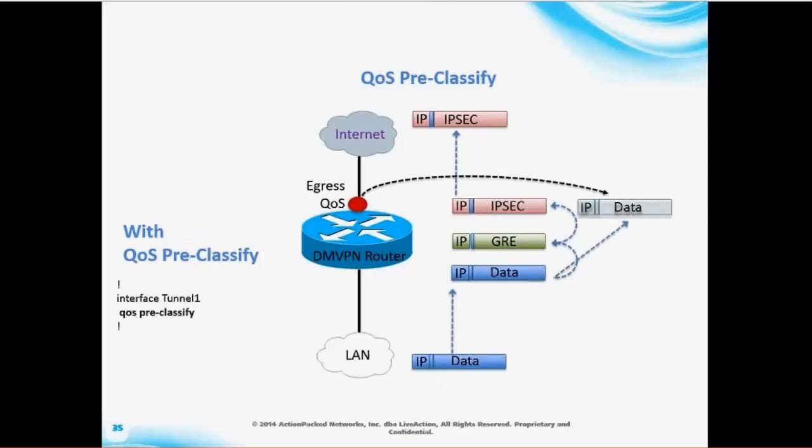If we enable the Preclassified command, what happens is as the packet gets transformed from GRE to IPSec, a shadow copy of the original packet also gets created, and the egress QoS policy can reference the shadow copy of the original packet.